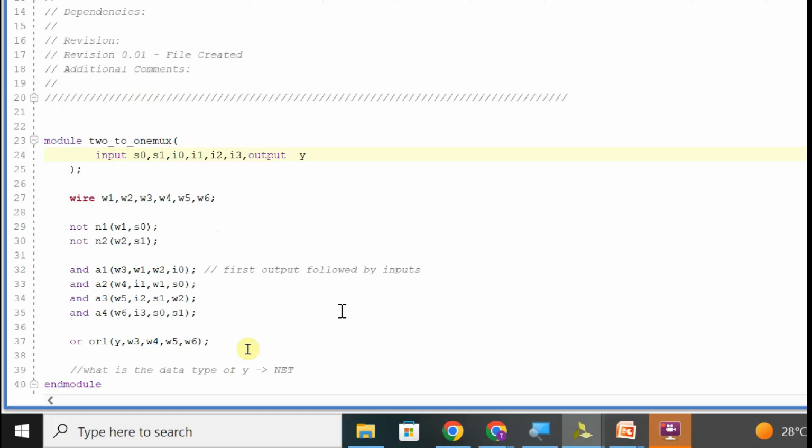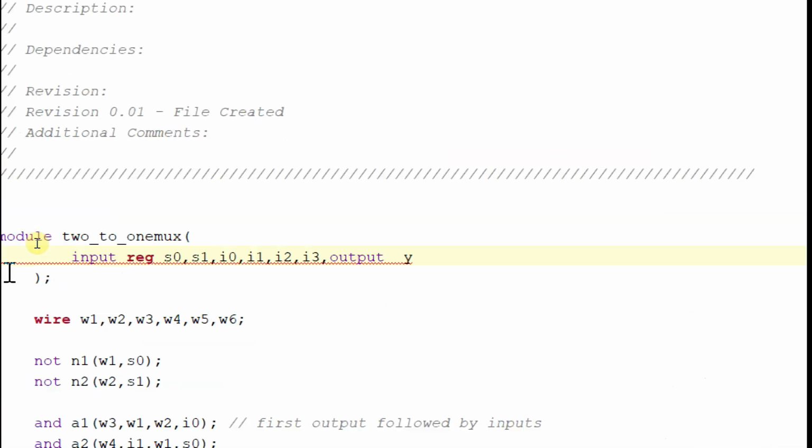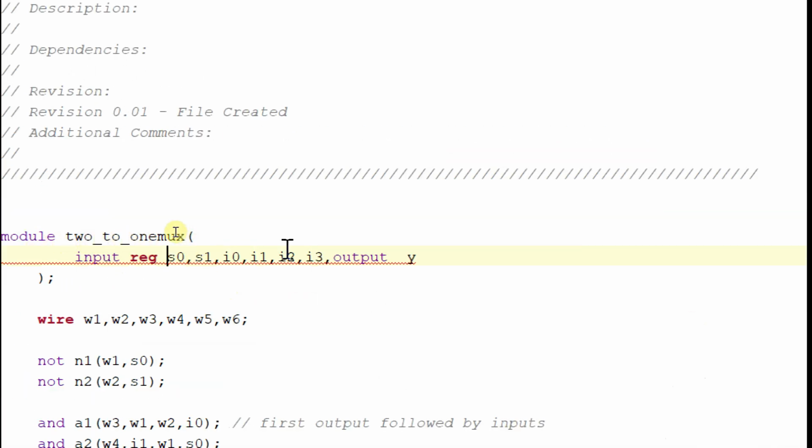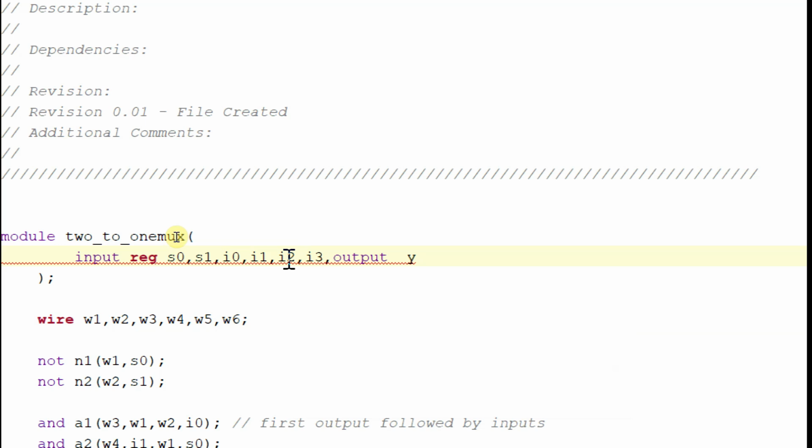Now what happens if we give reg input, reg S0, S1, I0, I1? Here you can see the red line, so it means you have an error. What type of error are you getting? Non-net port S0 cannot be of mode input. So input cannot be of reg. That is the meaning of that particular error.